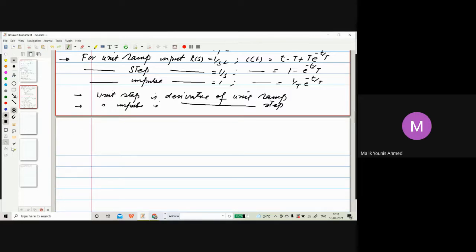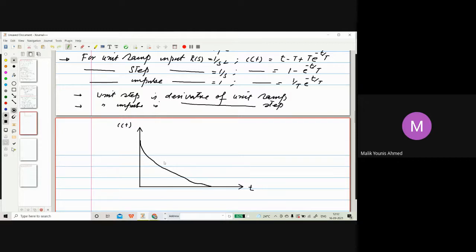So I will draw the graph again to explain this. Now you can see this is the response c(t), the unit impulse response of the system I'm talking about. Just now we have derived it. Here we are talking about the impulse, so 1 by T is there, but then the function is decaying exponentially. It will start at some value and start decaying like this.